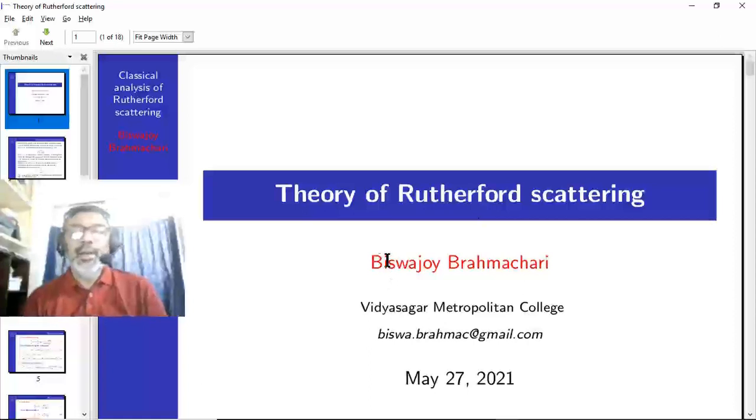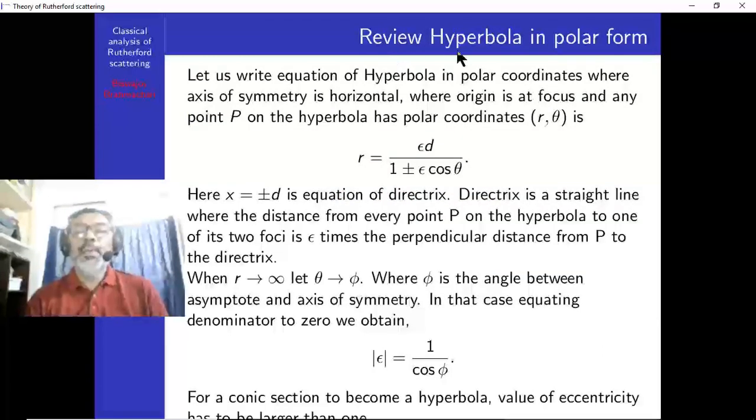Hello, in our lesson today, let us discuss Rutherford scattering. First, let us review the equation of hyperbola in polar form. So this is the equation of hyperbola in polar form. Here we have r and theta.